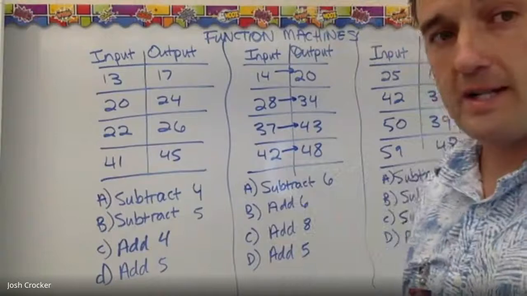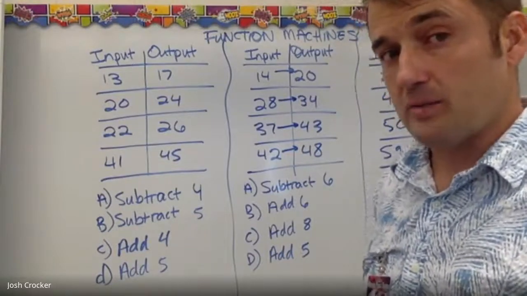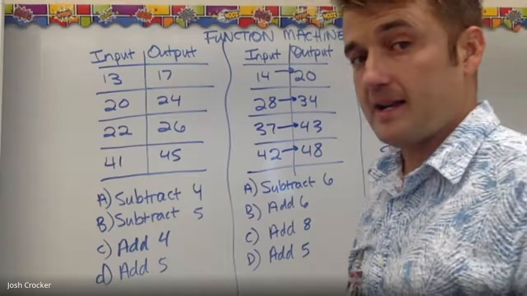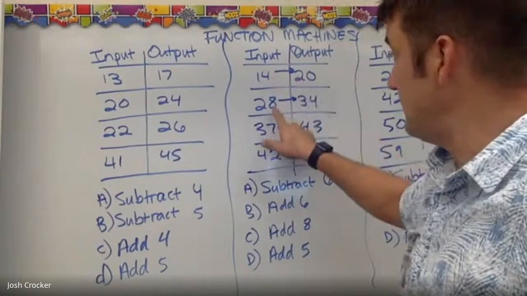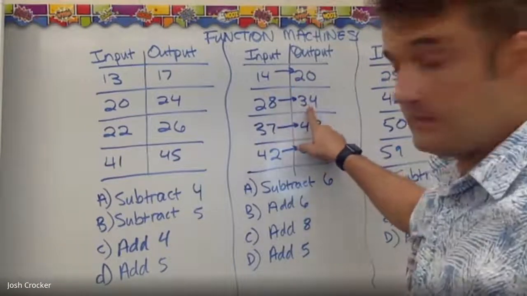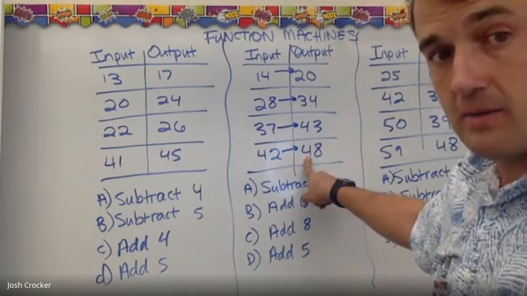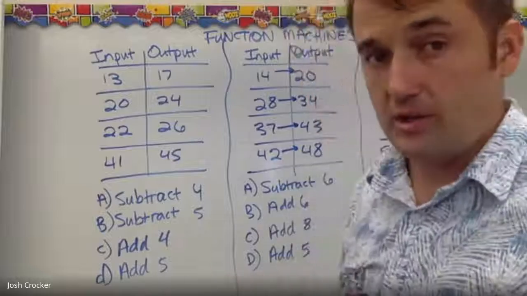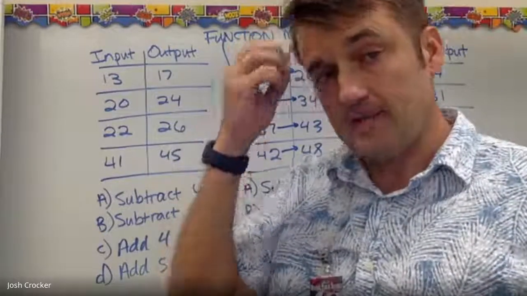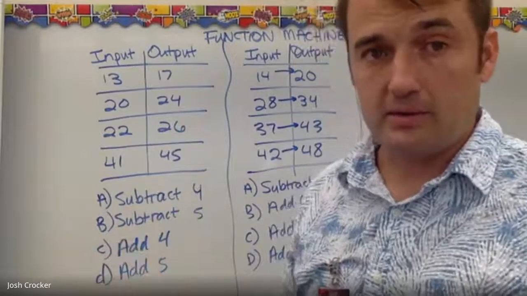So when they're asking you for a rule, when they're asking you what the machine is doing, they're asking what happened between input and output, input to output. Okay, what is happening between these sets of numbers? And we're going to just go through the same process, the same set of questions that we go through with a pattern.